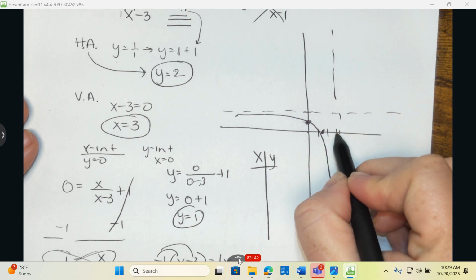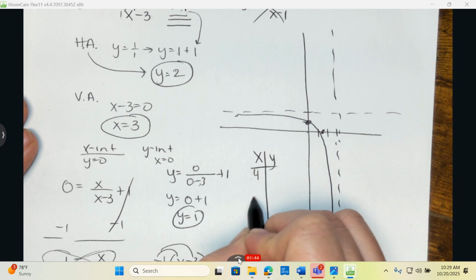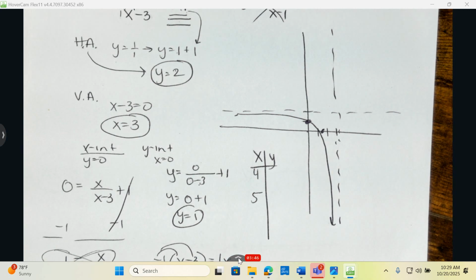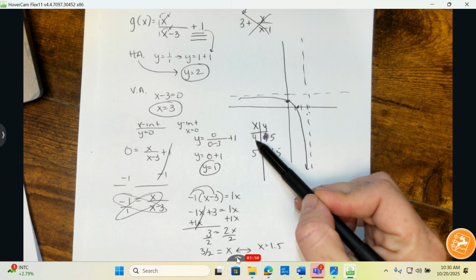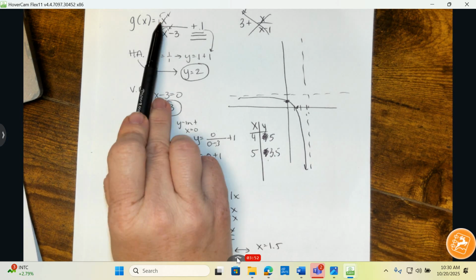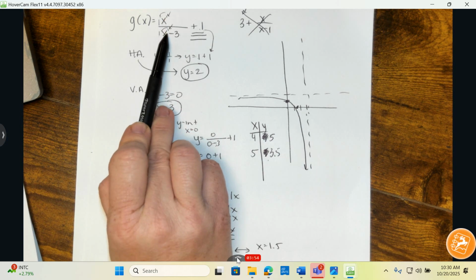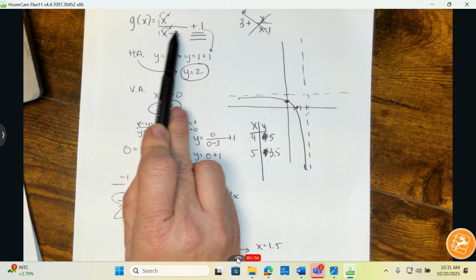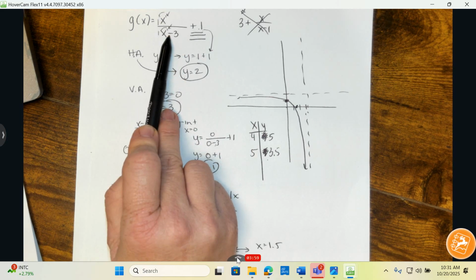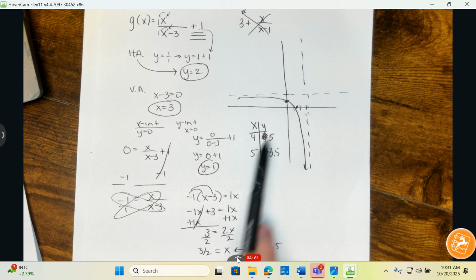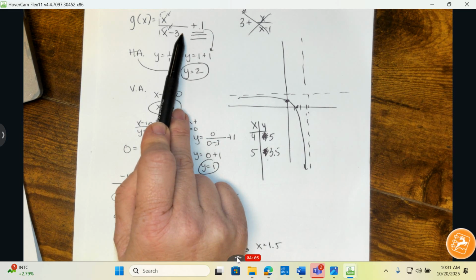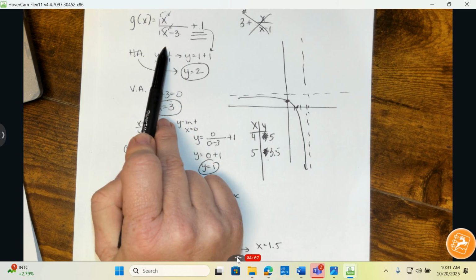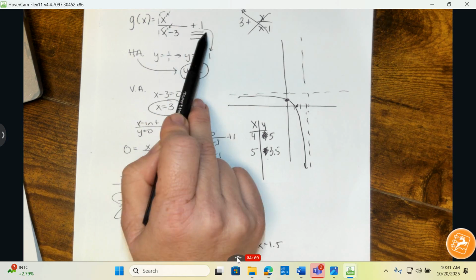This is at x equals 3, so I'm going to do 4 and 5. I'm going to press pause. So we've gone ahead as a class, we've substituted in 4, and you're like, how did you come up with this? Well, 4 divided by 4 minus 3 is 1. So 4 divided by 1 is 4, 4 plus 1 is 5. Then I substitute in 5. 5 divided by 5 minus 3 is 2. 5 divided by 2 is 2.5. 2.5 plus 1 is 3.5.